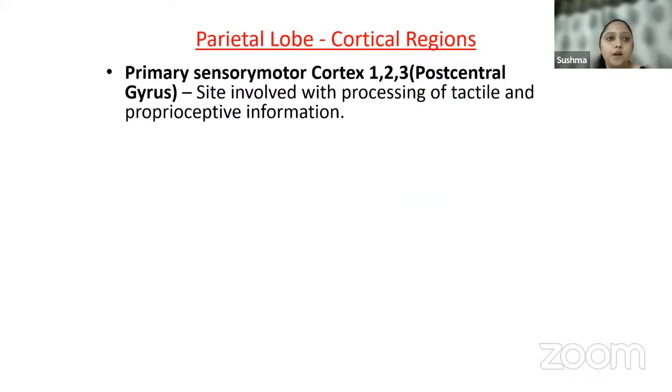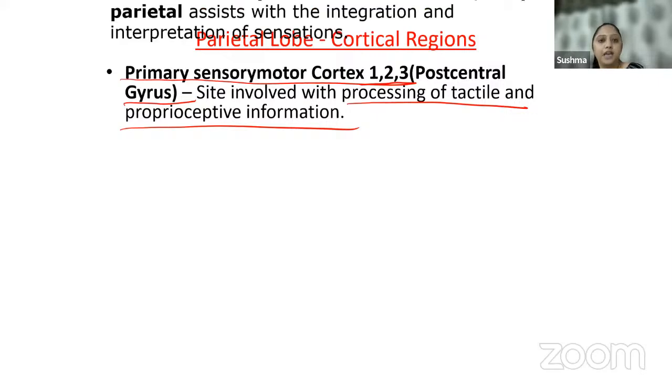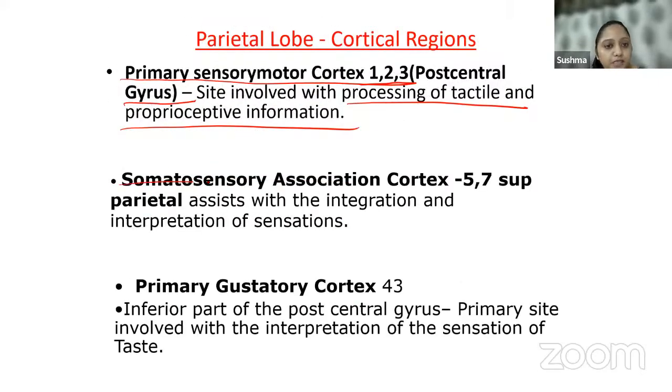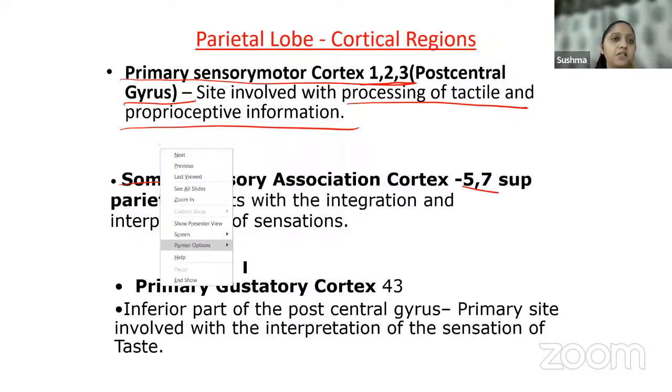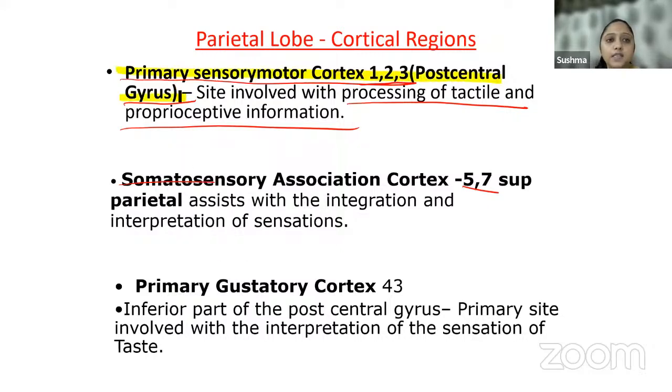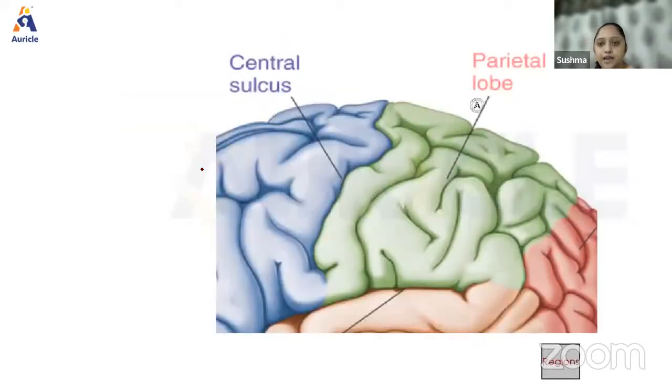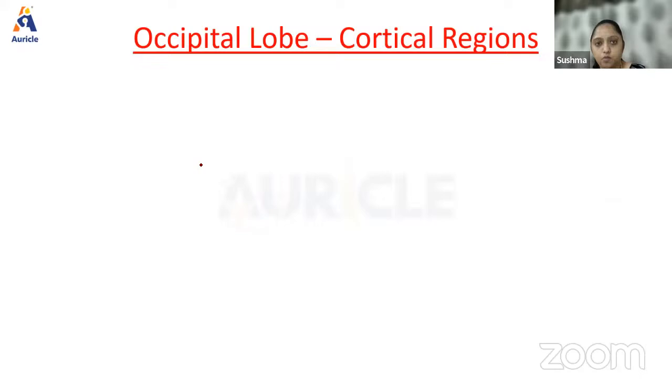Okay, next let's go to the parietal lobe. The parietal lobe has the primary sensory motor cortex, areas 1, 2, 3, which is the post-central gyrus, the site involved with processing of tactile and proprioceptive information. I also have the somatosensory association cortex, areas 5, 7, but the most important one here is the primary sensory cortex, areas 3, 2, 1, which is involved in the processing of all our tactile and proprioceptive information. Next, I also have the primary gustatory cortex, which is area 43, in the inferior part of the post-central gyrus.